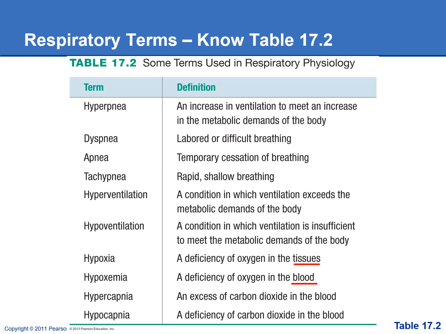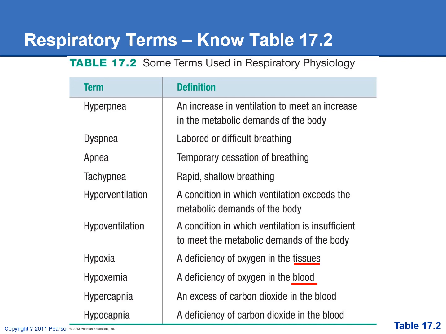Make sure you know these respiratory terms. These will definitely be on the exam. We already went over hyperpnea. Dyspnea is the next term. Dys means difficult, so this would be labored or difficult breathing that you might see with someone having a severe asthma attack, or maybe the person has a pneumothorax. Maybe they've been stabbed in the chest and one of their lungs have collapsed.